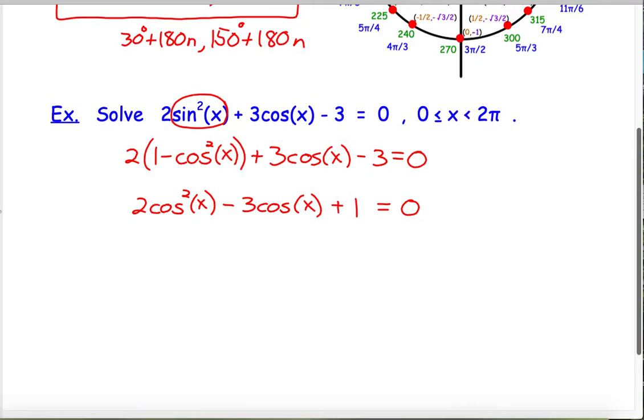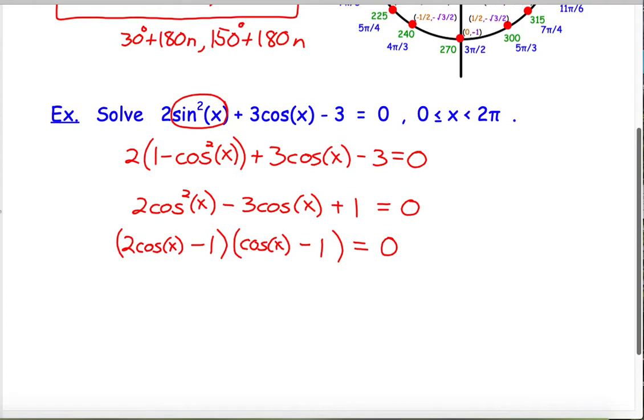All right, so let's see if we can factor this. Now if we couldn't factor, we'd have to do the quadratic formula, and that takes a lot more work. So 2 cosine squared is going to be 2 cosine times cosine. And for the 1, it has to be a 1 times a 1. And since my middle term is negative, both of these will be negative.